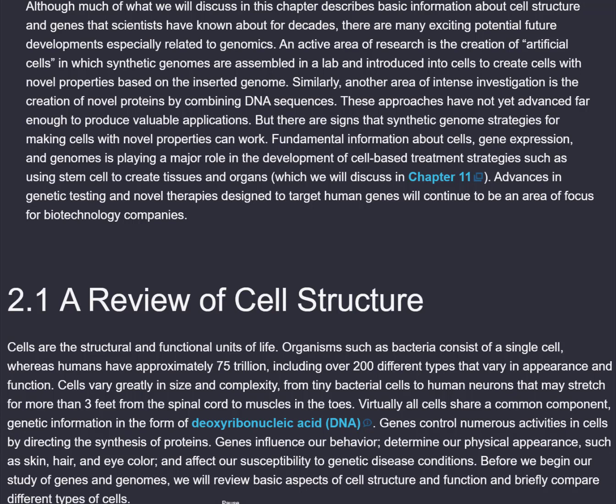Fundamental information about cells, gene expression, and genomes is playing a major role in the development of cell-based treatment strategies, such as using stem cells to create tissues and organs, which we will discuss in Chapter 11. Advances in genetic testing and novel therapies designed to target human genes will continue to be an area of focus for biotechnology companies.